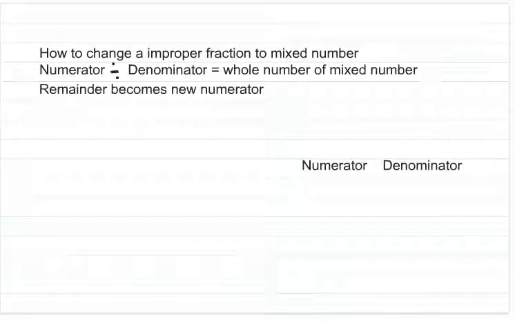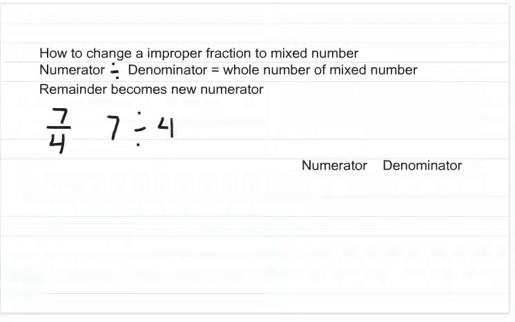So, how do you change an improper fraction to a mixed number? What you're going to do is you'll take the numerator divided by the denominator, and that's going to give you the whole number of your mixed number. Your remainder becomes your numerator. So let's just put an example down of our improper fraction of 7/4. Okay, so what I'm going to do is divide 7 divided by 4, and in this case our numerator goes on the outside, our denominator goes on the inside.